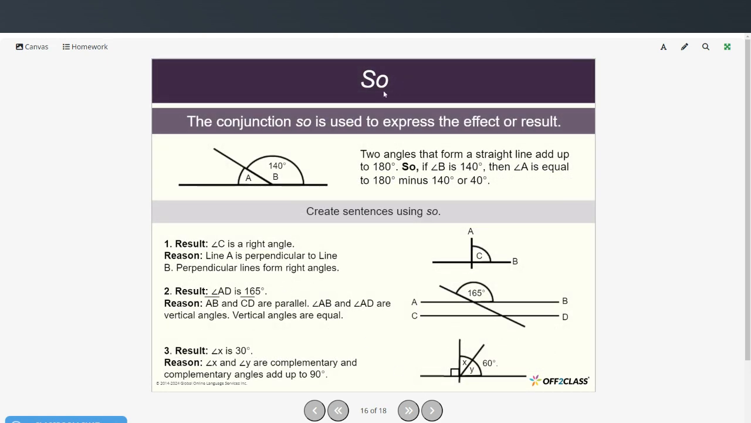We can use the conjunction so to express the effect or a result. So here's an example. Two angles that form a straight line add up to 180 degrees. So if angle B is 140, then angle A is equal to 180 minus 140, or 40. All right, so see if you can create some sentences using so.